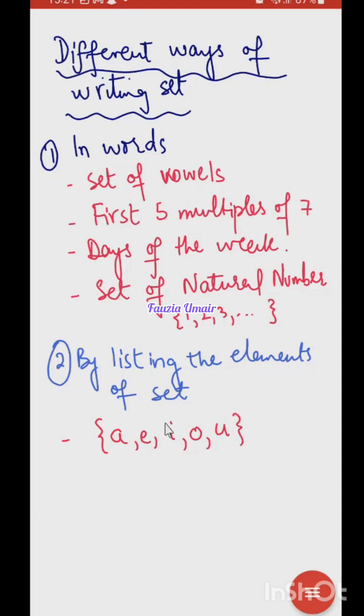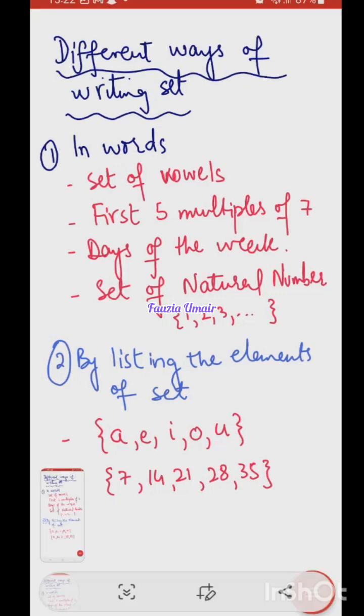Second is the set of first 5 multiples of 7. So what are the elements of this set? First 5 multiples of 7: 7, 14, 21, 28, and then 35. So these are the 5 elements of this set. Third, we wrote earlier days of the week: Monday, Tuesday, Wednesday. Natural numbers I've already listed. So this is the second way of writing a set, by listing the elements of that set.